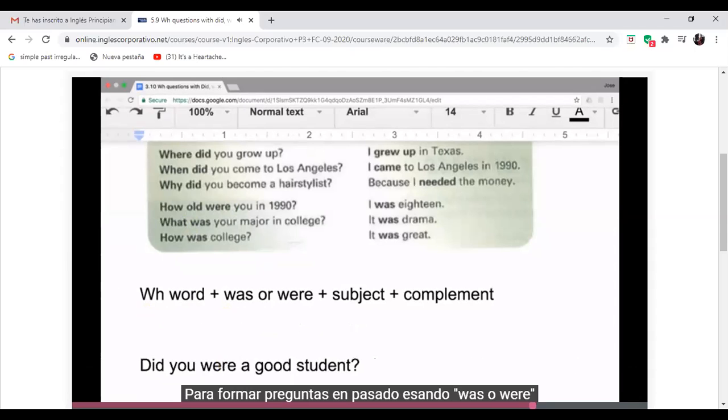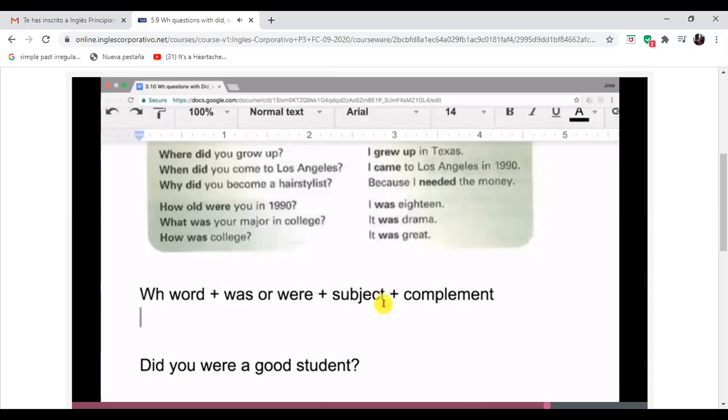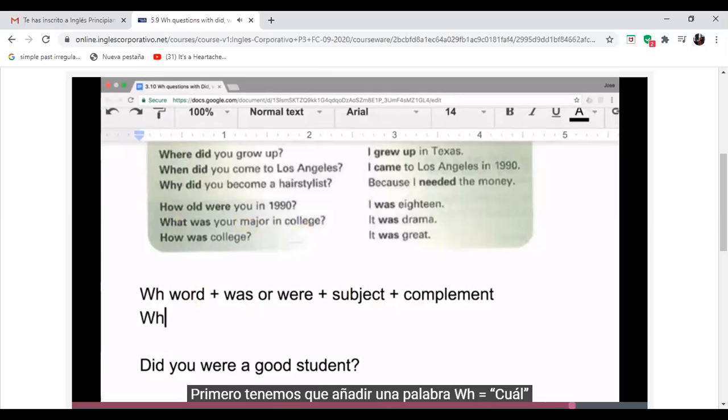To form questions in the past using was or were, we can follow this formula. WH word plus was or were plus a subject plus a complement. Let's break down an example from the chart. What was your major in college? First, we need to add the WH word, what. Then we need to add was or were.